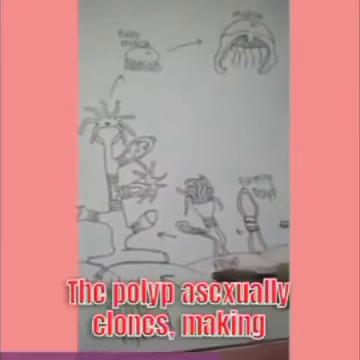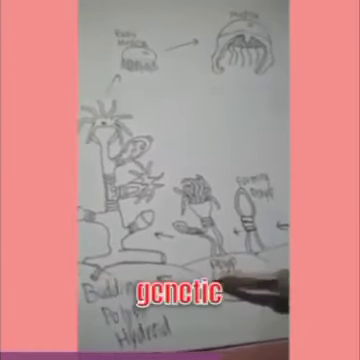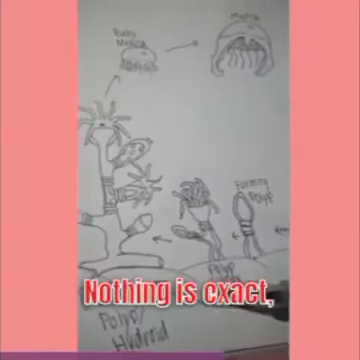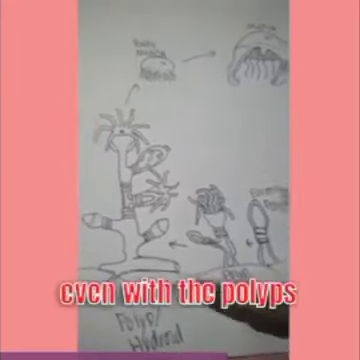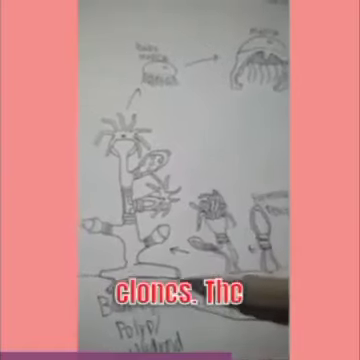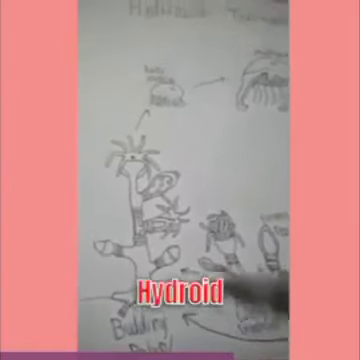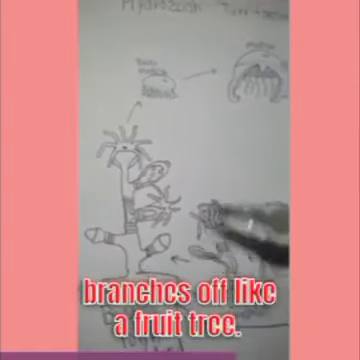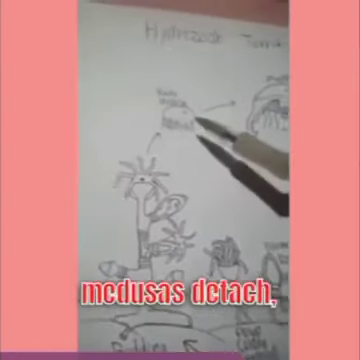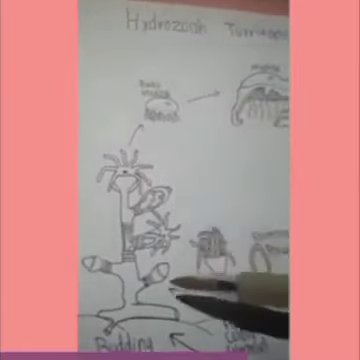The polyp asexually clones, making genetic replicas. Nothing is exact, as you should know, even with the polyps making clones. The hydroid colony branches off like a fruit tree. The baby Medusas detach and roam free, branching off from their tree.